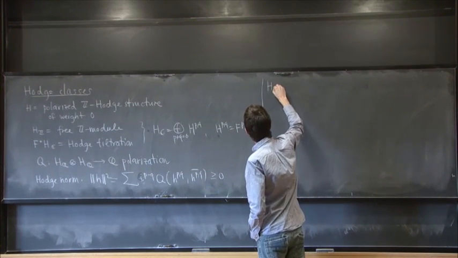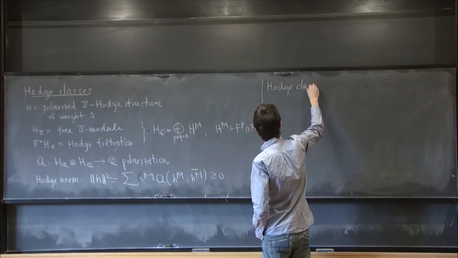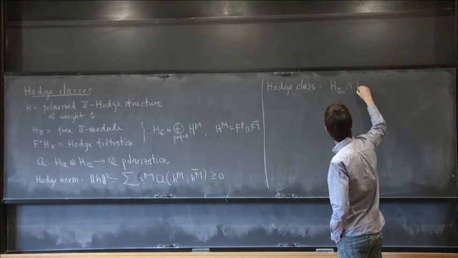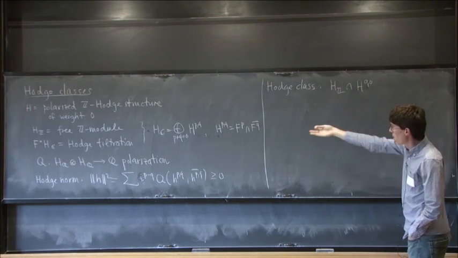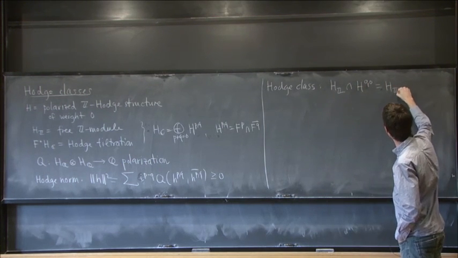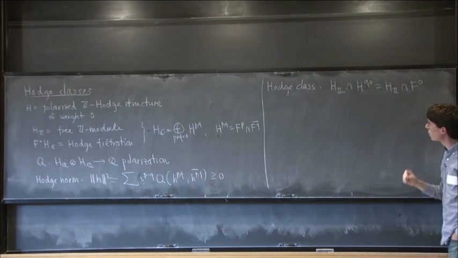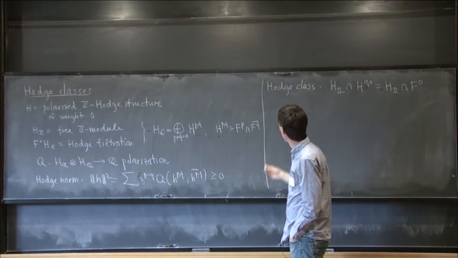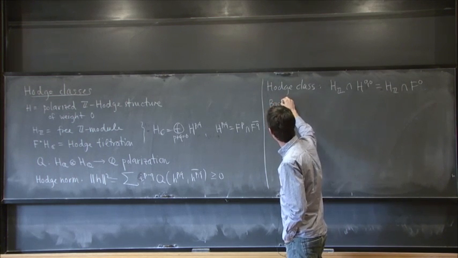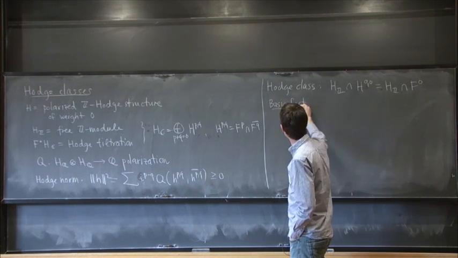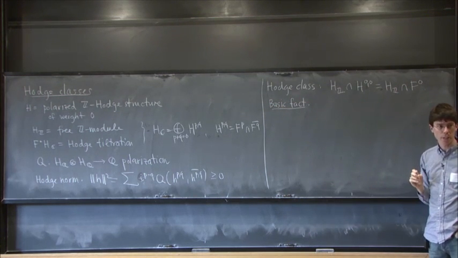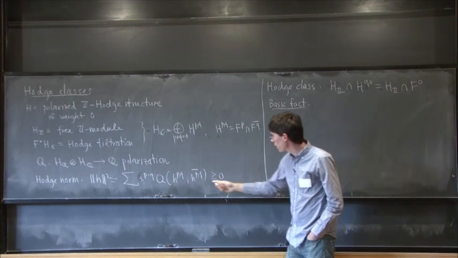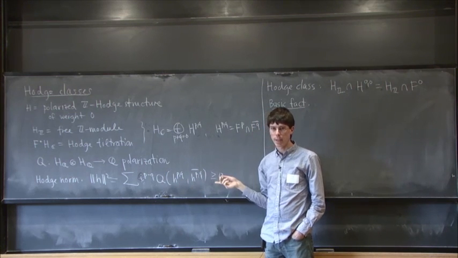Okay, and so then an integral Hodge class is just this space here. So you intersect the integral lattice with the space H^{0,0}, which, because of the decomposition, is the same as intersecting it with F^0. Okay, and so the basic fact, which is sort of important for everything here, is if I look at Hodge classes, then in this decomposition here, there's only a single term, namely the H^{0,0}.